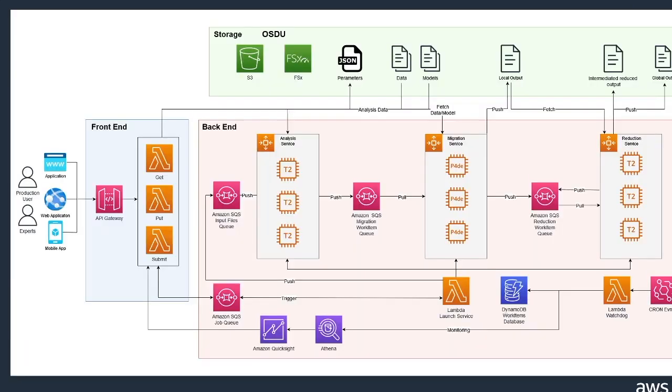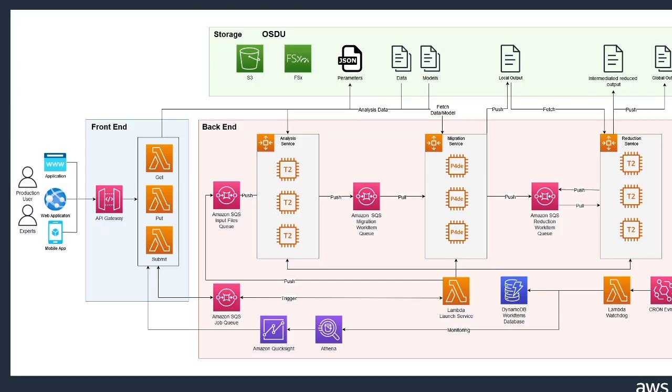The environment is similar to a 3-tier web architecture with the front end, back end, and storage. Users access through their application, web app, mobile app, or Jupyter, depending on their role. Through the AWS API Gateway, where we have our Lambda functions running.